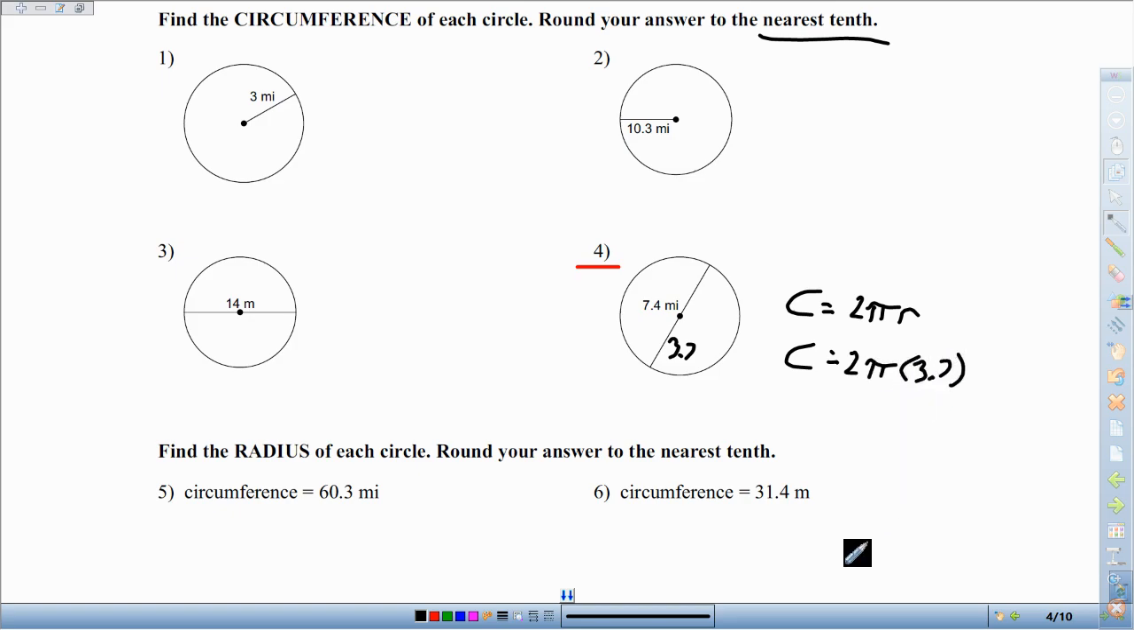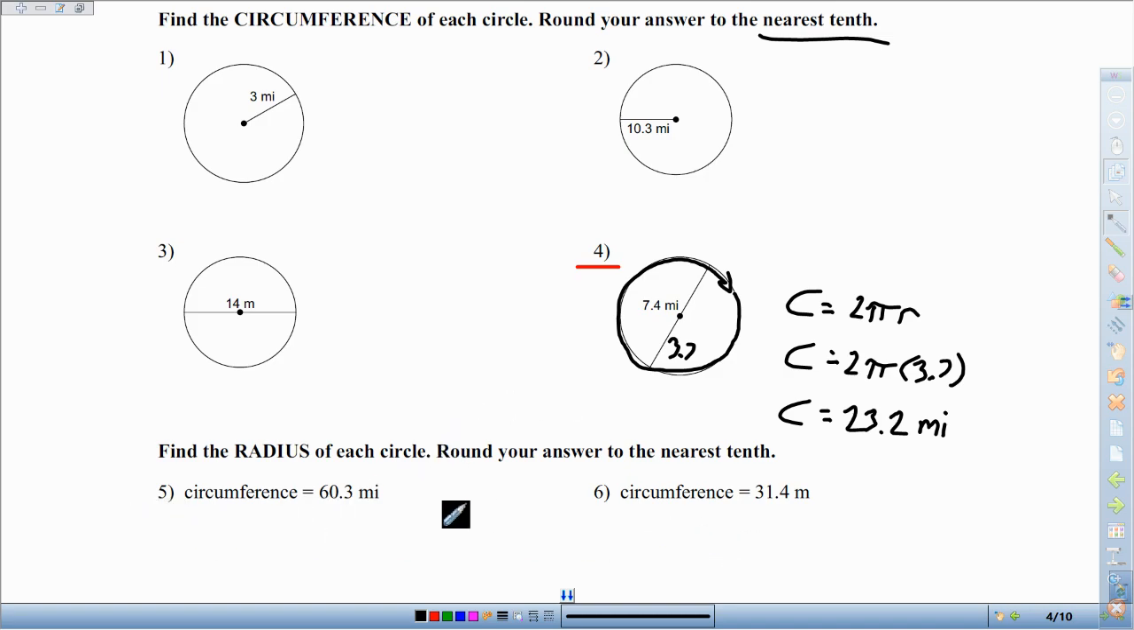Let's see what we get. Looks like 23.24. So that's just going to round to a 23.2. All right, if you can include the units, that'd be great. This is in miles. All right, circumference, if you guys remember, is just the distance around a circle, right? That's how many miles long this circle is.